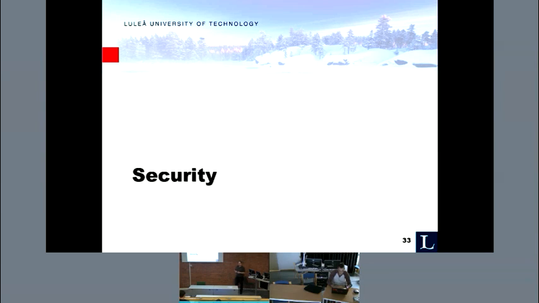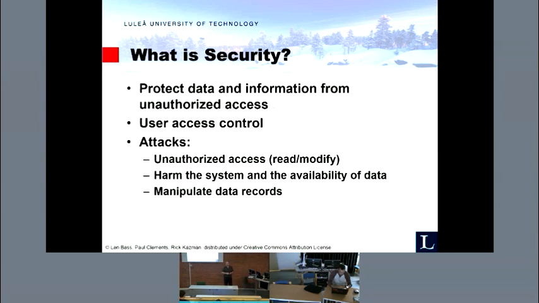Okay. Let's continue with security. I don't really need to explain what security is, right? We want to protect data or protect our systems. We want to have user access control to make sure that we don't have unauthorized users. We want to prevent attacks, which could be unauthorized access, people wanting to harm the system and make us fail to complete our availability requirements, or manipulate data records, etc.